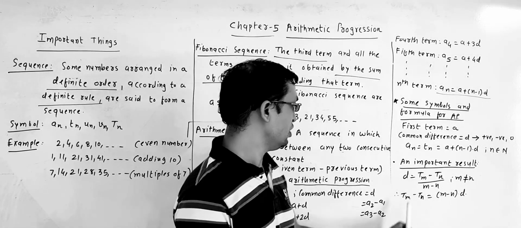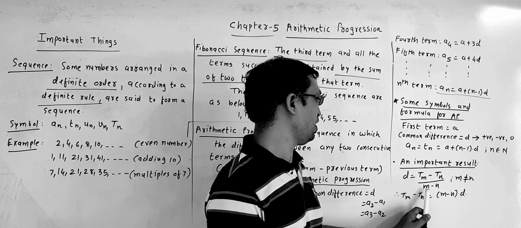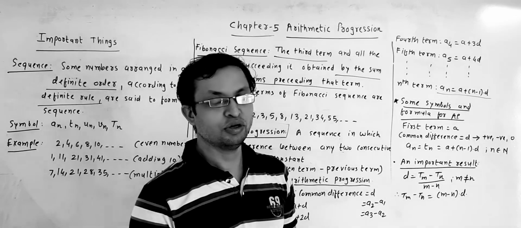We can find out easily. Therefore you remember this formula, tm minus tn is equal to m minus n into d. तो इतना हमें याद रखना.